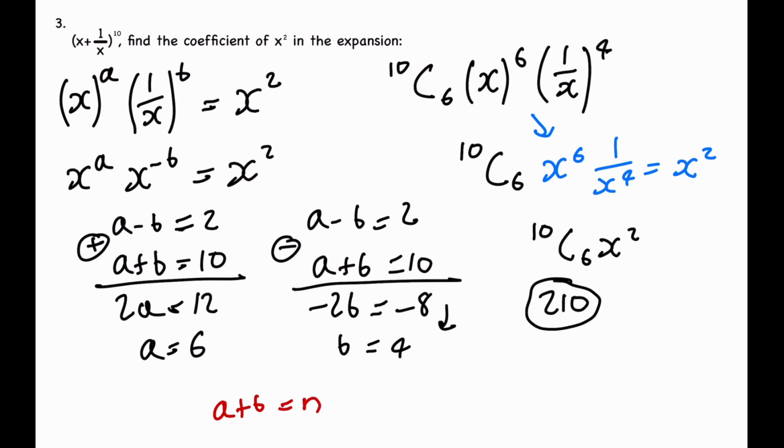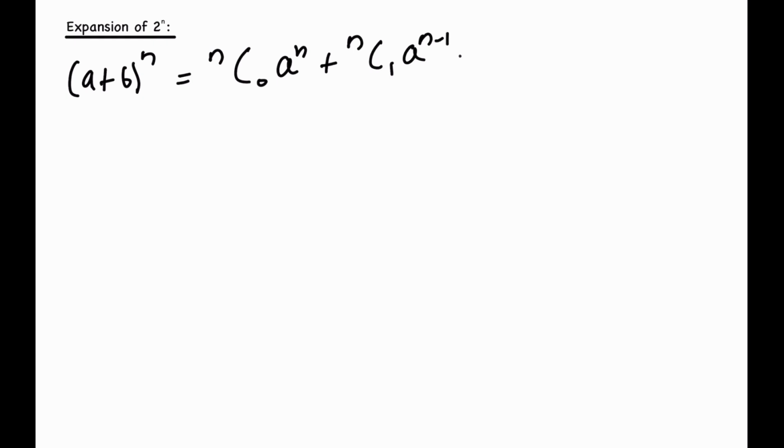Now let's move on to the expansion of 2 to the power of n. And this is very simple. Say we have a binomial (a + b)^n. We know that this would be expanded as nC0 times a^n times b^0, then n choose 1, a^(n-1), b^1, plus n choose 2, a^(n-2), b^2, plus etc.